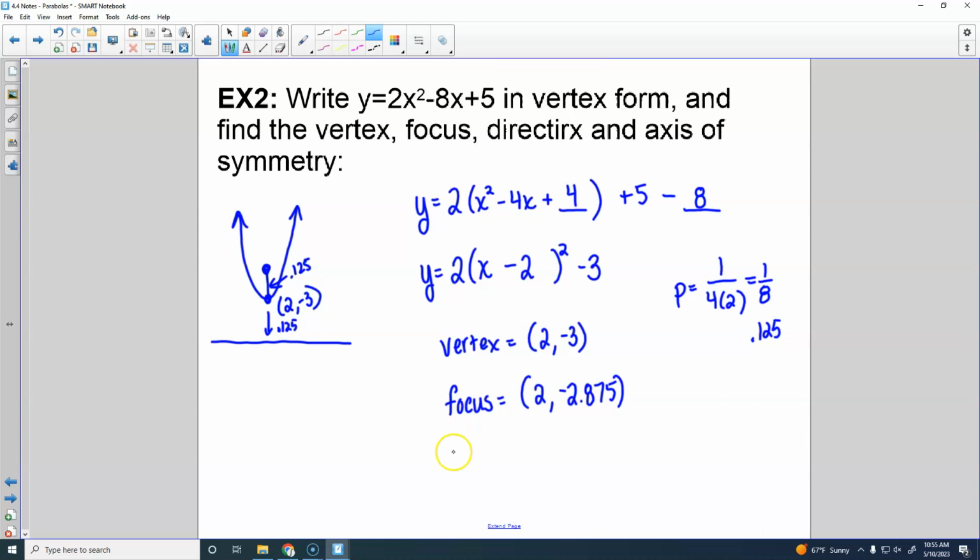Our directrix this time is horizontal, it's not vertical. So horizontal lines, x equals or y equals? Y equals. It's backwards from the axes. So it's y equals. Our y-coordinate here at the vertex was -3. We went down 0.125. So we're going to do -3 minus 0.125, and we'll get -3.125.